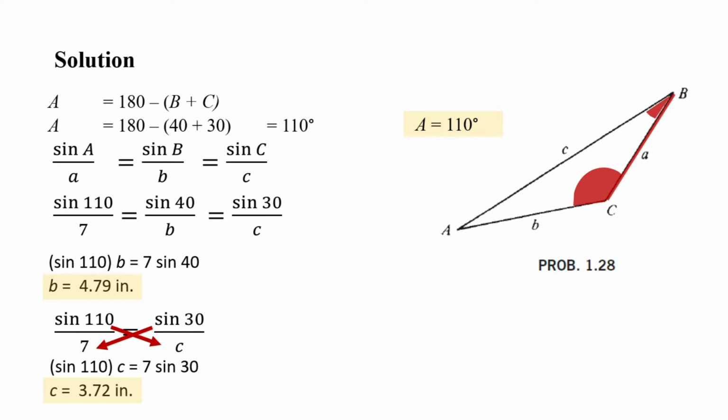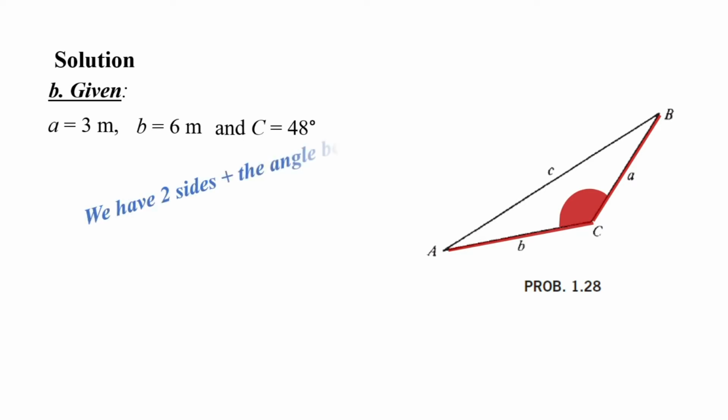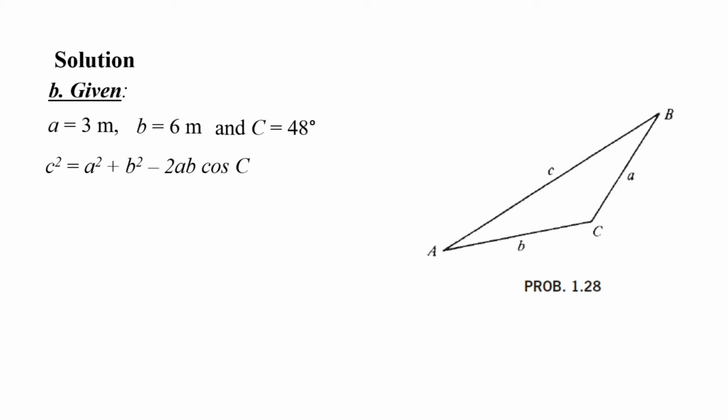Second case. A is 3 meters. B is 6 meters. And angle C is 48 degrees. So here we have 2 sides and the angle between them. Easy. That's cosine law. We are solving for C. Plug in the numbers.